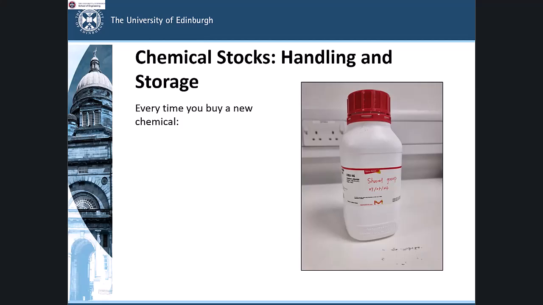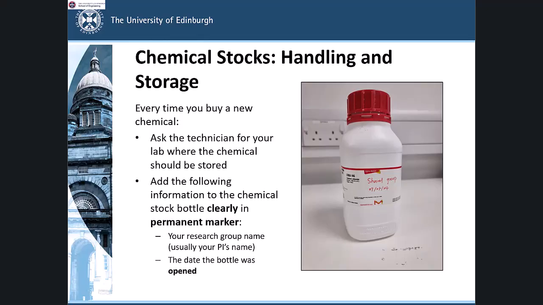The school needs a good awareness of the hazardous chemicals it has in its labs, and it is everyone's responsibility to ensure that these materials are being appropriately stored. When you buy a new chemical, you should ask a technician, experimental officer, or lab manager based in your lab where you should store the chemical. This is to make sure that incompatible materials are not stored together. You must also write the name of your PI and the date you opened the bottle clearly in permanent marker on the side of the bottle. This helps people to identify when a chemical is out of date and should be disposed of.